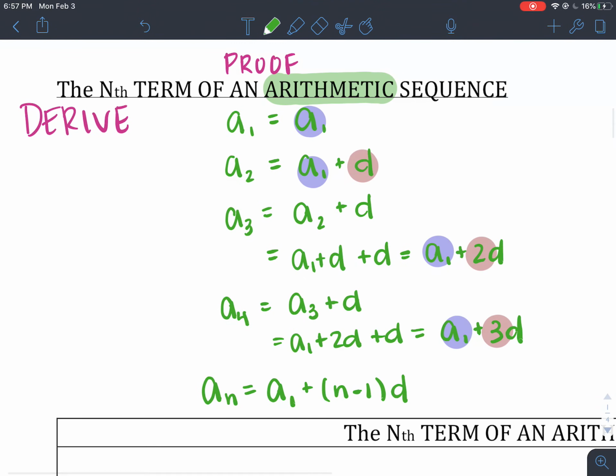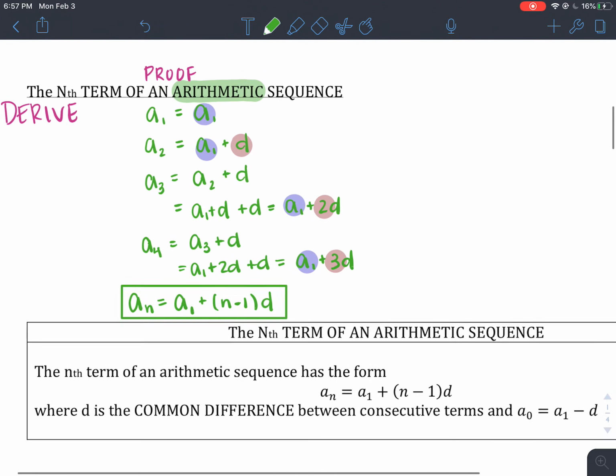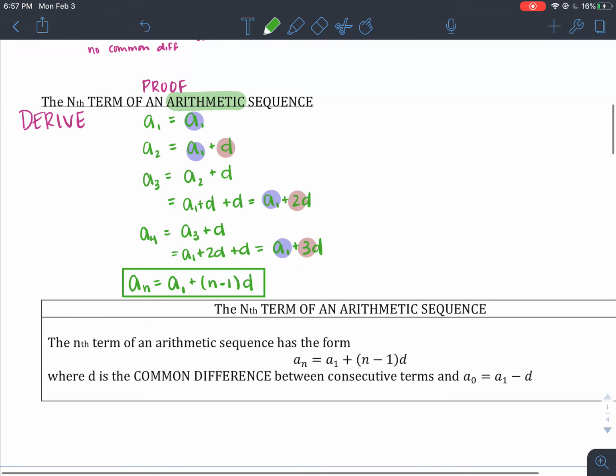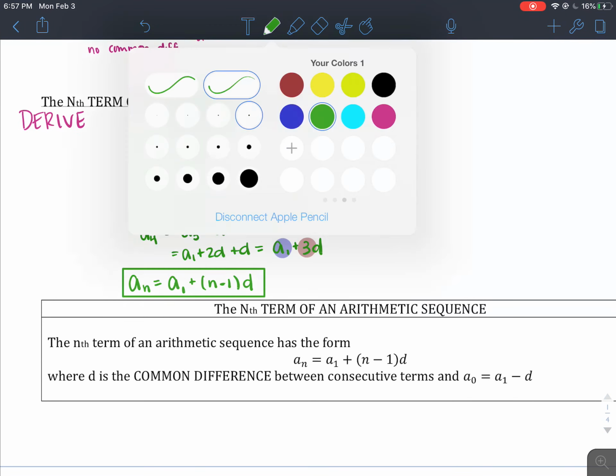This right here is our nth term of our arithmetic sequence. This is our formula, and we have just derived it. So it's written out nice and wonderfully and pretty down below, but that is the same formula. That is our nth term of our arithmetic sequence.